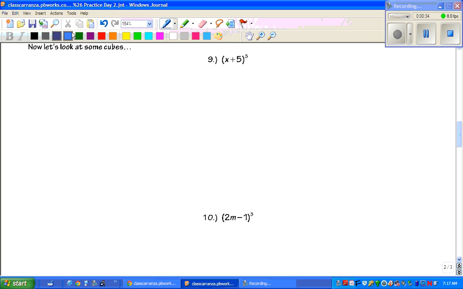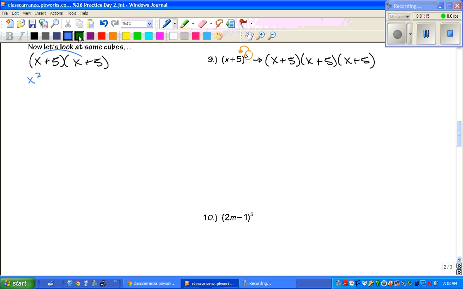So, we've talked about how an exponent tells us how many of the bases we have. So this really means x plus 5 times x plus 5 times x plus 5. To figure this out, we're going to have to FOIL or use the box method a couple different times. So first, I'm going to look at those two. So x plus 5 times x plus 5, and I'm just going to FOIL these.